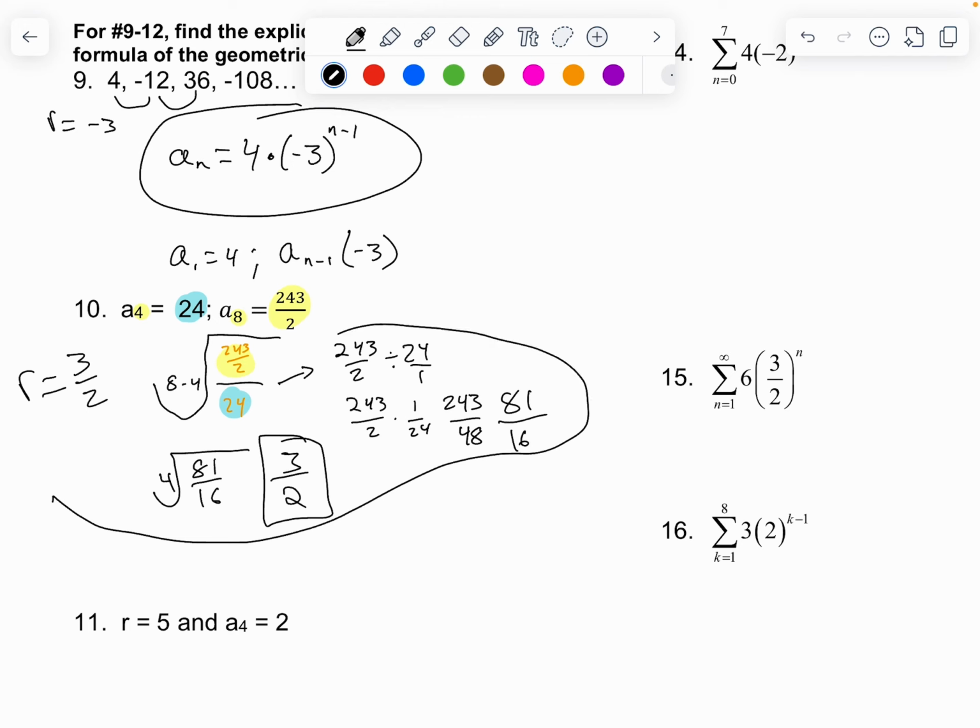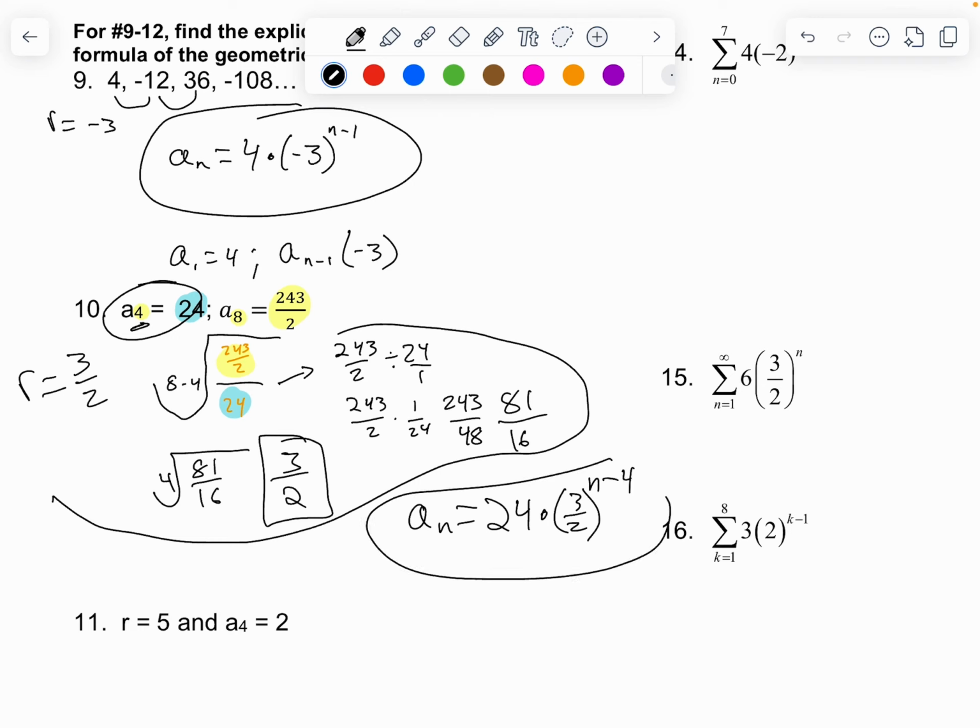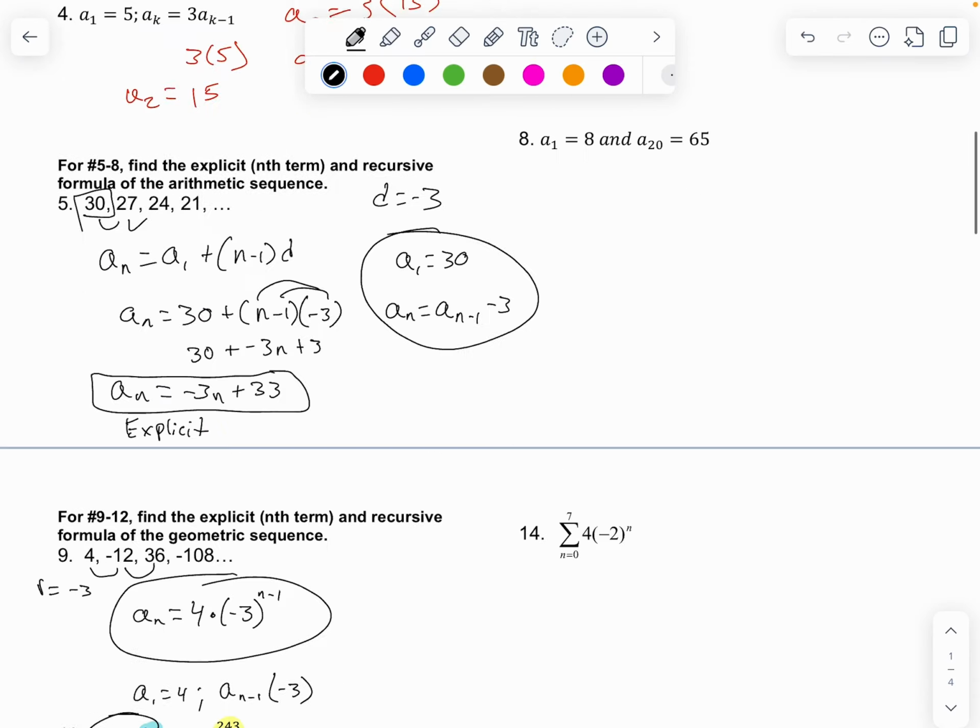What's nice is I don't have to go in and find my A1 for my explicit formula. I can use either of my values and just plug them into the explicit formula where they correspond. So any number term I'm looking for is going to be equal to the value I have times r, 3 over 2, to the n minus whatever the position was, so n minus 4. Okay, sorry, that one got wild. You can now plug 1 into this and solve, and you'll get the value of your first term, and you can write your explicit formula from that.